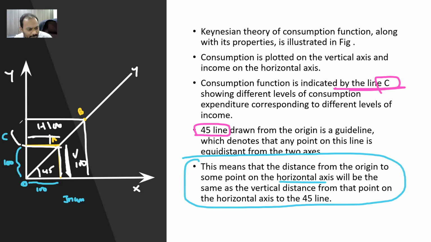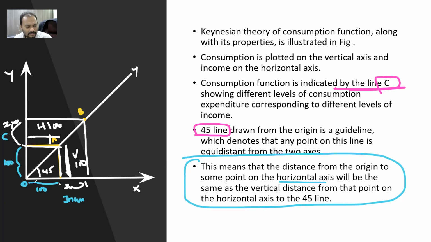For example, income increases from 100 to 200. Consumption also increases from 100 to 200. The change remains the same. That's how you get a 45-degree line. Whenever the change in X-axis is equivalent to the change in Y-axis, you definitely get a 45-degree line.